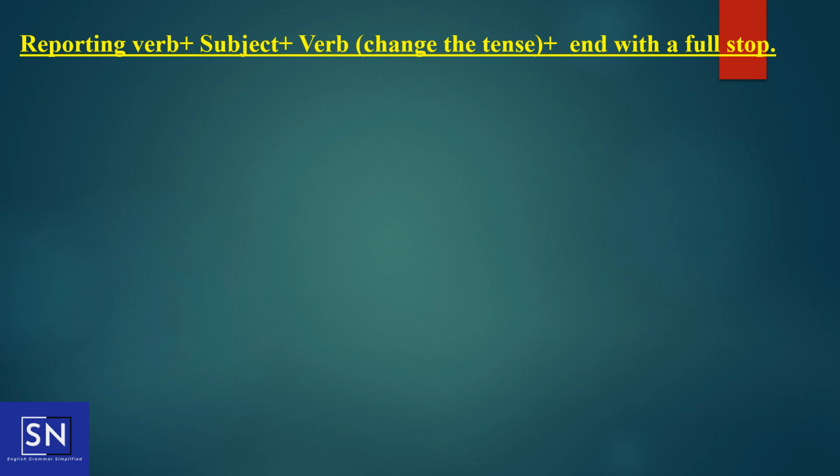Now, let's examine the first example. What are the main rules to follow? Direct speech: He said, I'm studying for the exam. What are the main rules? Identify the type of sentence. In the example, he said, I'm studying for the exam.